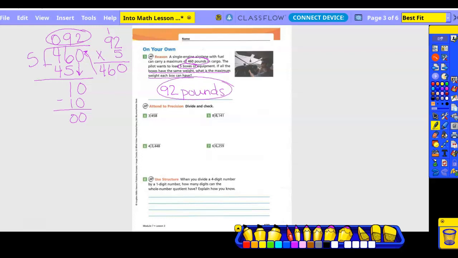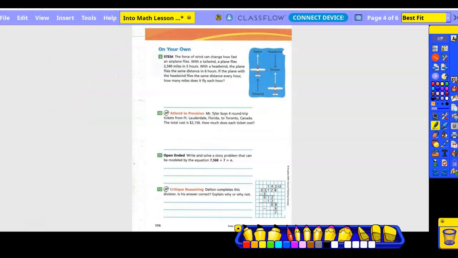Okay, we're going to cross off these problems so that we can get more practice using our homework. On your own, 9. The force of wind can change how fast an airplane flies. With a tailwind, a plane flies 2,340 miles in 5 hours. With a headwind, the plane flies the same distance in 6 hours. If the plane with the headwind flies the same distance every hour, how many miles does it fly each hour?